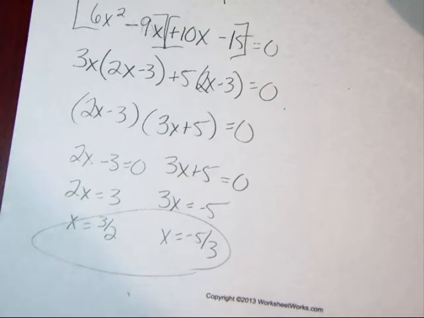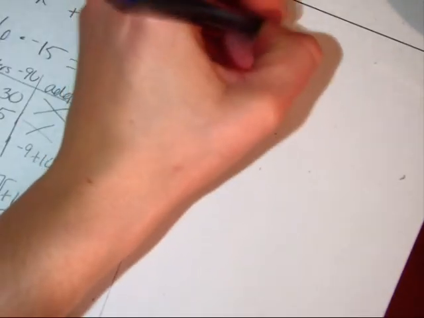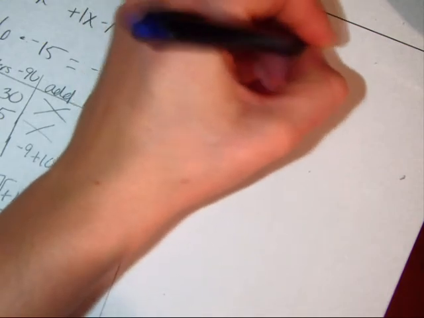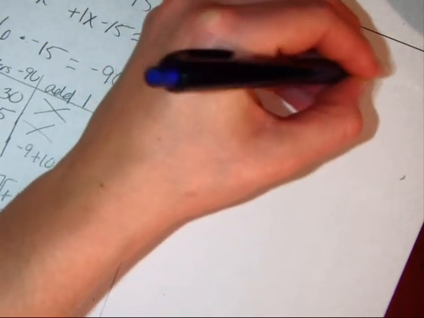Maybe I want to do one more problem with you. I'm hoping it's on your paper. Ready? One more problem. Here's your problem: 6x squared equals 11x plus 35. I'm hoping that's on your paper that I gave you.